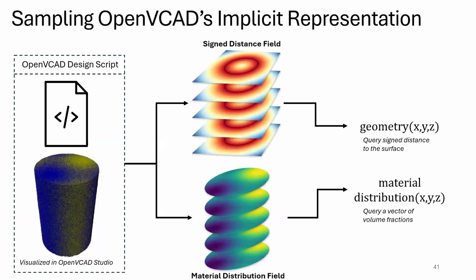So this brings us to the idea of sampling OpenVCAD's representation. This will be core to getting it to 3D printers. We'll start with our OpenVCAD design script, and this will provide us with two different things we can sample. We'll have our geometry, so this is the signed distance to the surface of the object, or we can query the material distribution field. This is going to be a vector of volume fractions. So anywhere I put my finger in this design, I should be able to answer how much blue or yellow this is composed of. So if it's in the middle, that's 50-50 versus one side or the other.